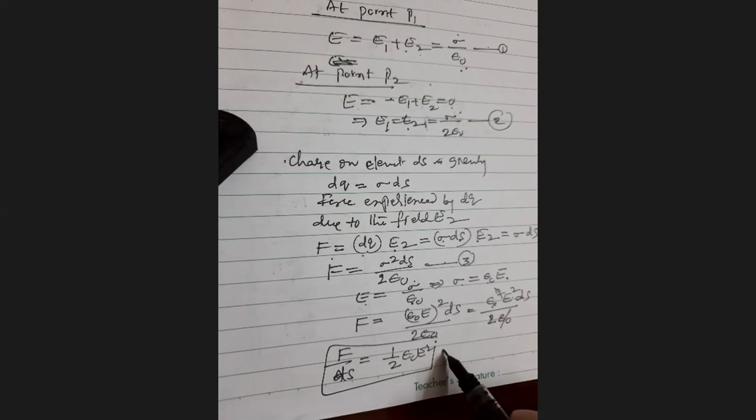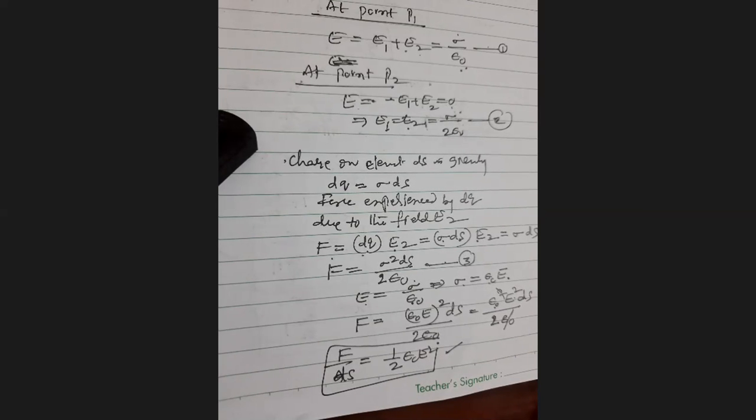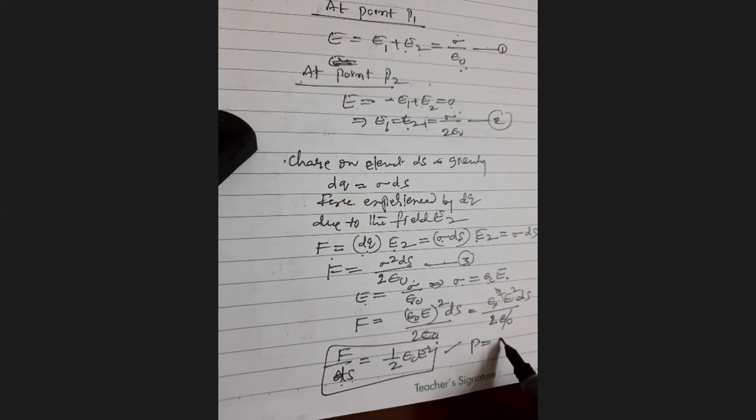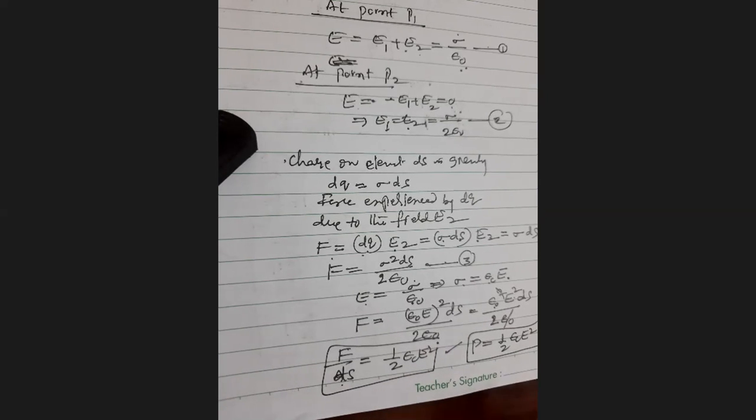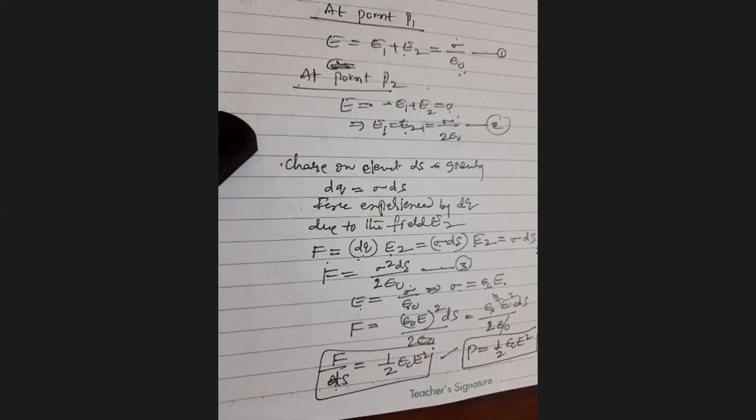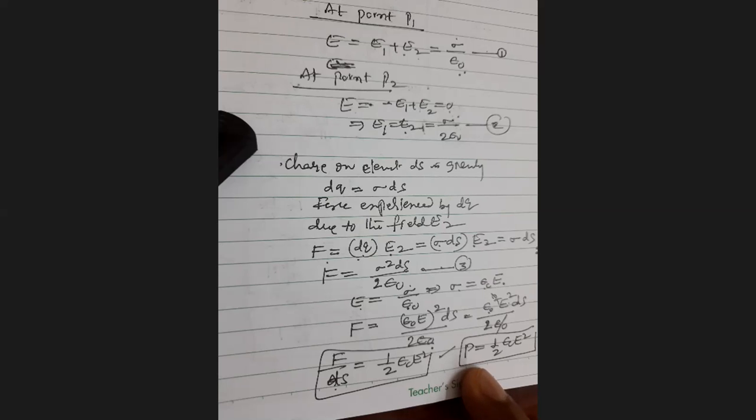So this is called the mechanical force acting on the charged conductor. We can write F by ds as the pressure P equal to half epsilon naught E square, where epsilon naught is the permittivity of free space and capital E is the electric field strength. So the outward pressure, or the mechanical force per unit area, is given by 1 by 2 epsilon naught capital E square.